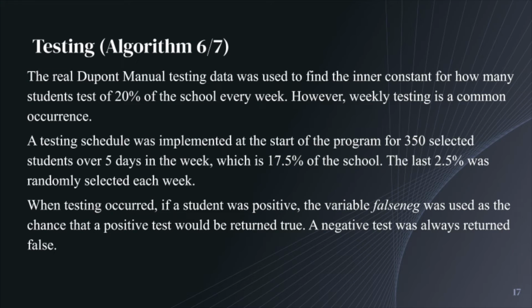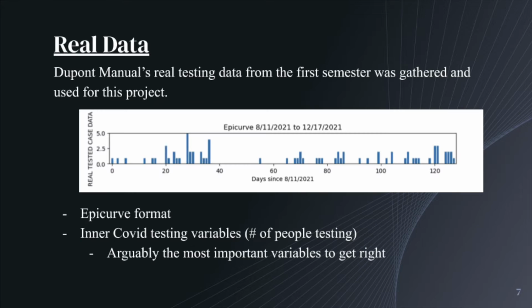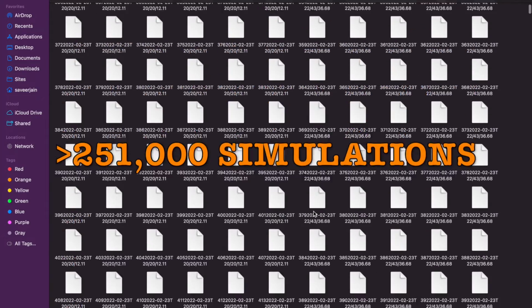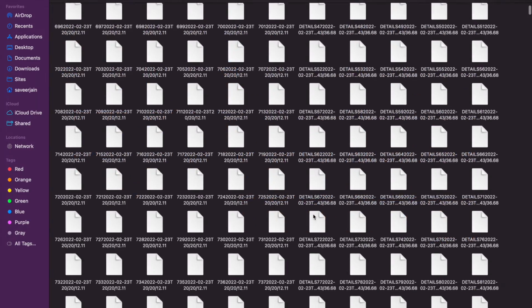Lastly, the testing algorithm returns a positive case as positive with the probability based on the input variable false negative. Along with numbers on how many students were positive at all, each simulation also outputted data on how many cases were tested positive. This data was compared to the real tested positive data to determine if a simulation succeeded or not. After running over 250,000 simulations, one perfect set of variable inputs was determined that reliably matched real data.